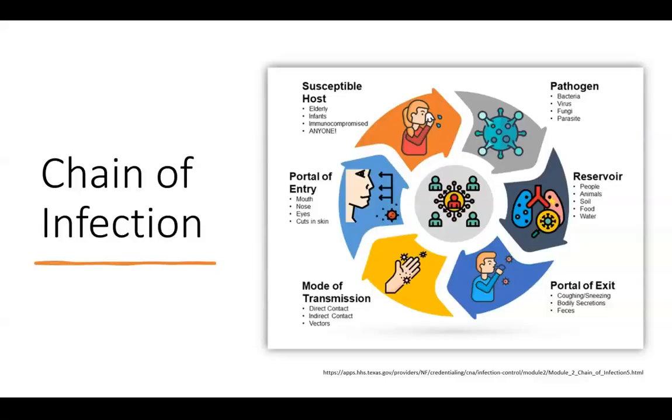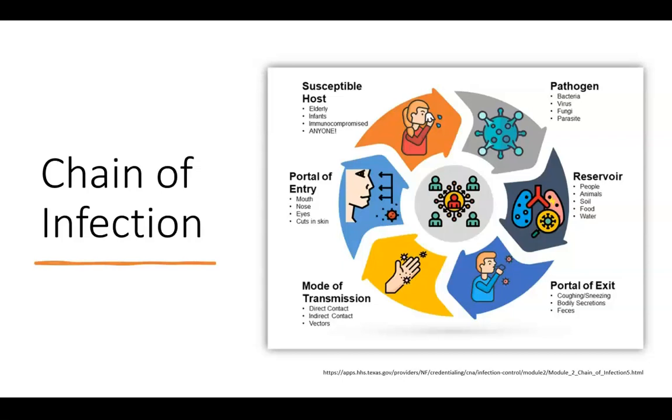The spread of infectious diseases depends on multiple factors that create what we call the chain of infection. These include the characteristics of the pathogen, potential reservoirs, where the pathogen exits the body, the mechanisms of transmission, where the pathogen enters the body, and susceptible hosts.